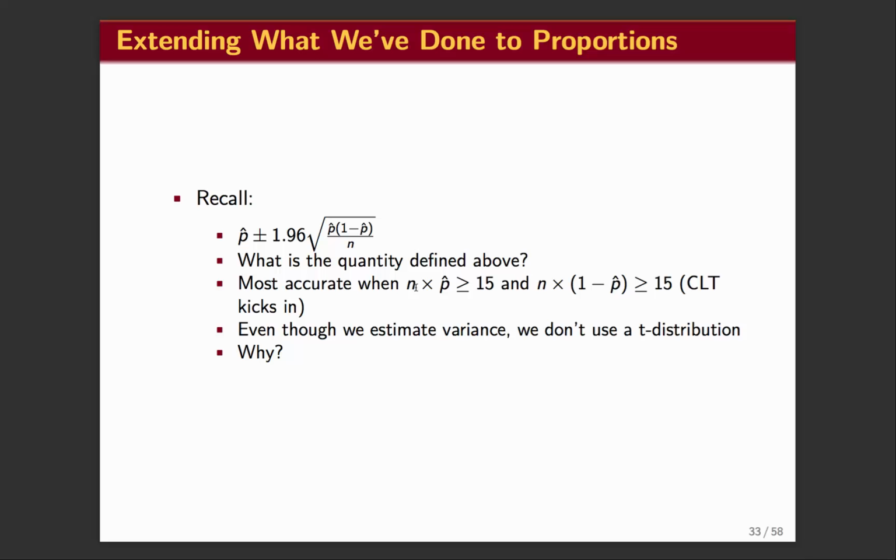Even though it looks like an equation that you're going to have to go through each time, it should be number of successes and number of failures is greater than or equal to 15. That's effectively going to give you the assumptions you need for the central limit theorem to kick in. What's different from the mean case is that the more extreme p hat gets, whether closer to 0 or closer to 1, the larger the sample size you're going to need for the central limit theorem to kick in. Does that make sense in terms of how this works?